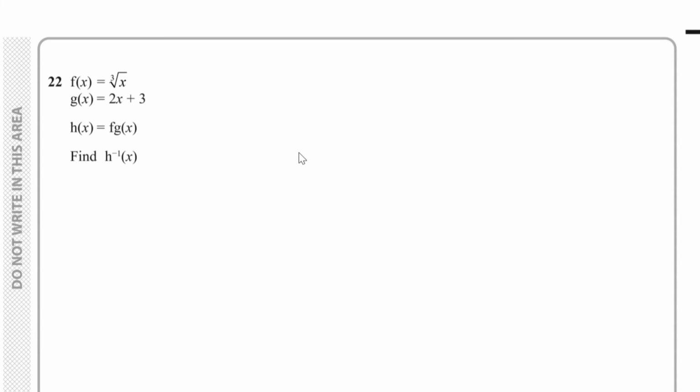Question number 22. f of x is equal to the cube root of x, g of x is equal to 2x plus 3, h of x is equal to f of g of x. We have to find the inverse of h. So, we know that f of x is equal to the cube root of x, and g of x is equal to 2x plus 3.